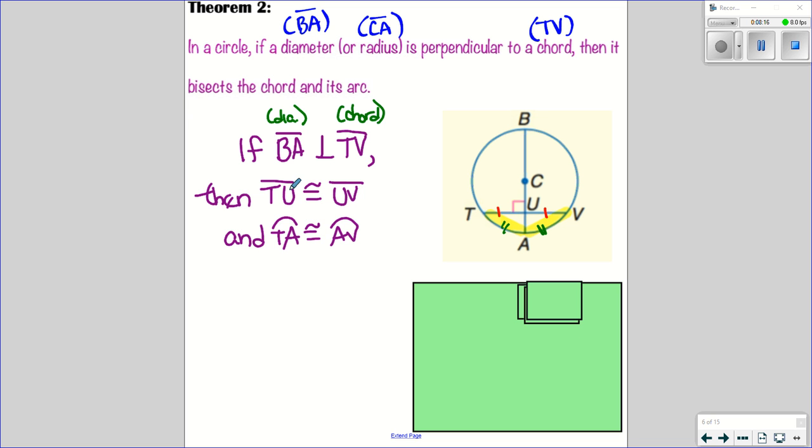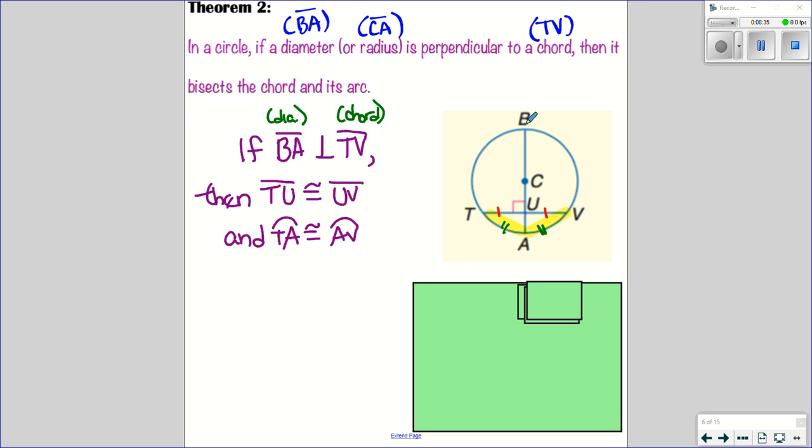So yeah, this happens when you have a diameter or a radius. So let's say this was just the radius, AC, bisecting TV. You know what bisecting means. Bisecting means cutting two segments, two lines, two whatever it is, into two congruent parts.